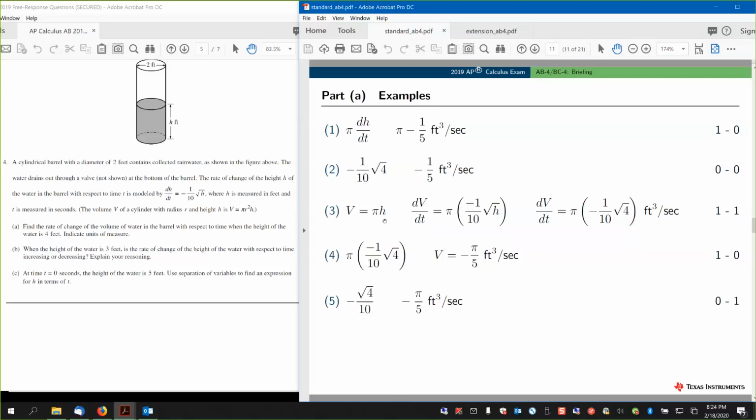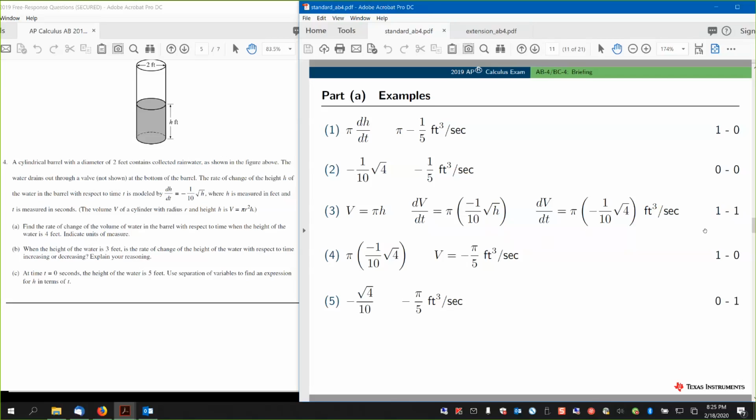Let's see. In 3, the student uses r equal 1. Over here, finds dV/dt. Uses the expression given in the statement of the problem for dH/dt and leaves the final answer unsimplified. And that's okay. This is a final numerical answer. It doesn't need to be simplified. The units are correct. So this would earn a 1-1.